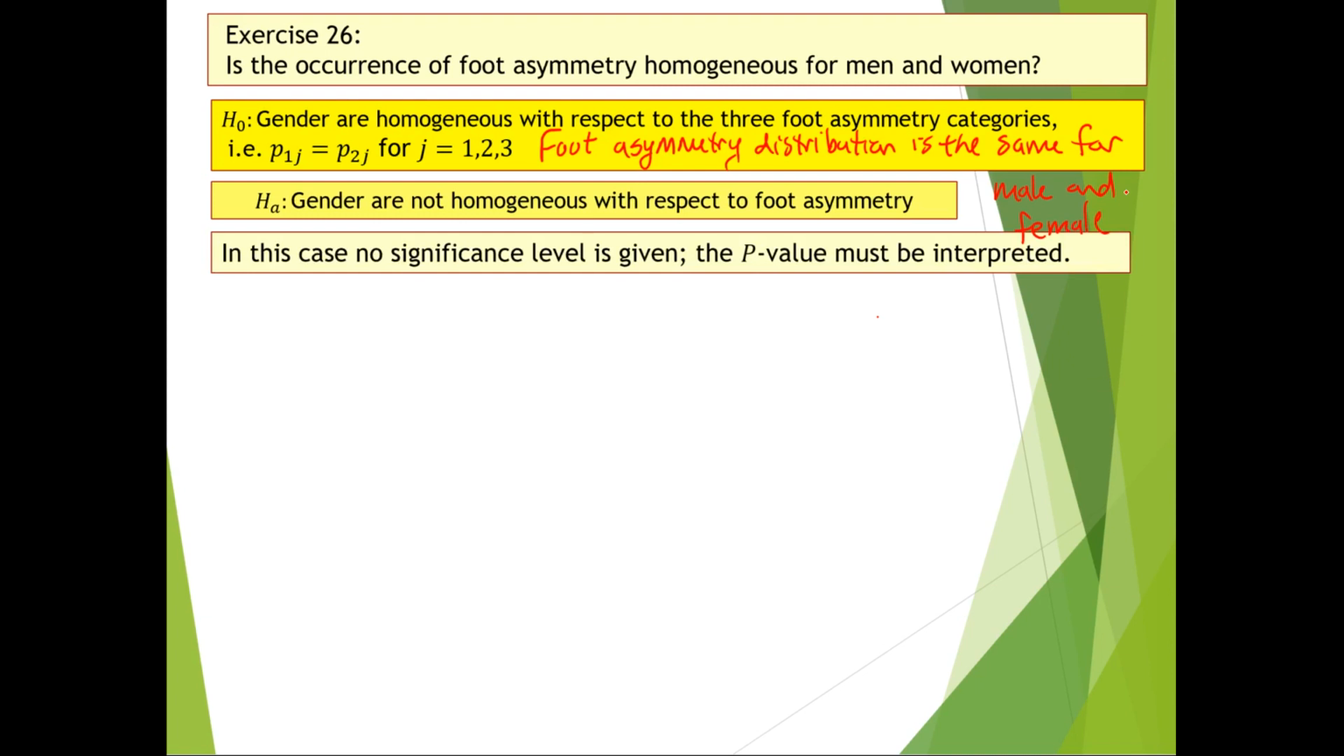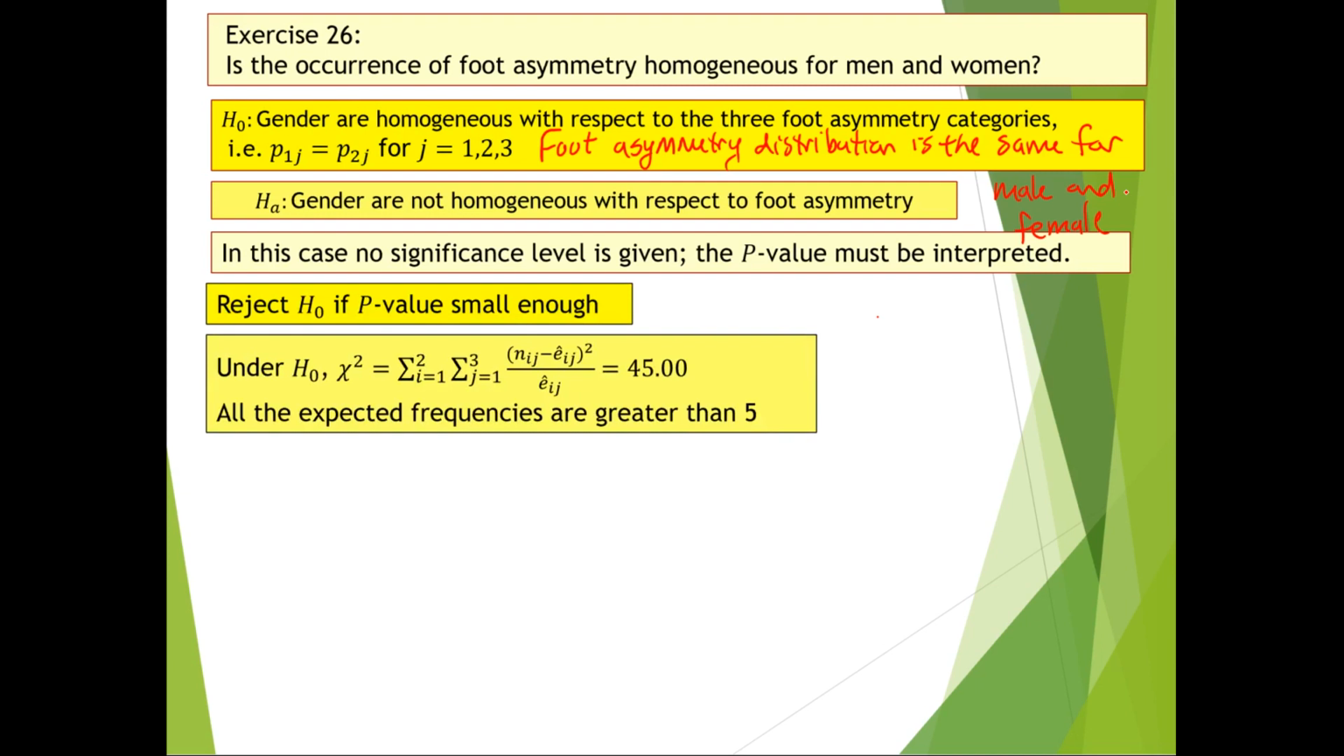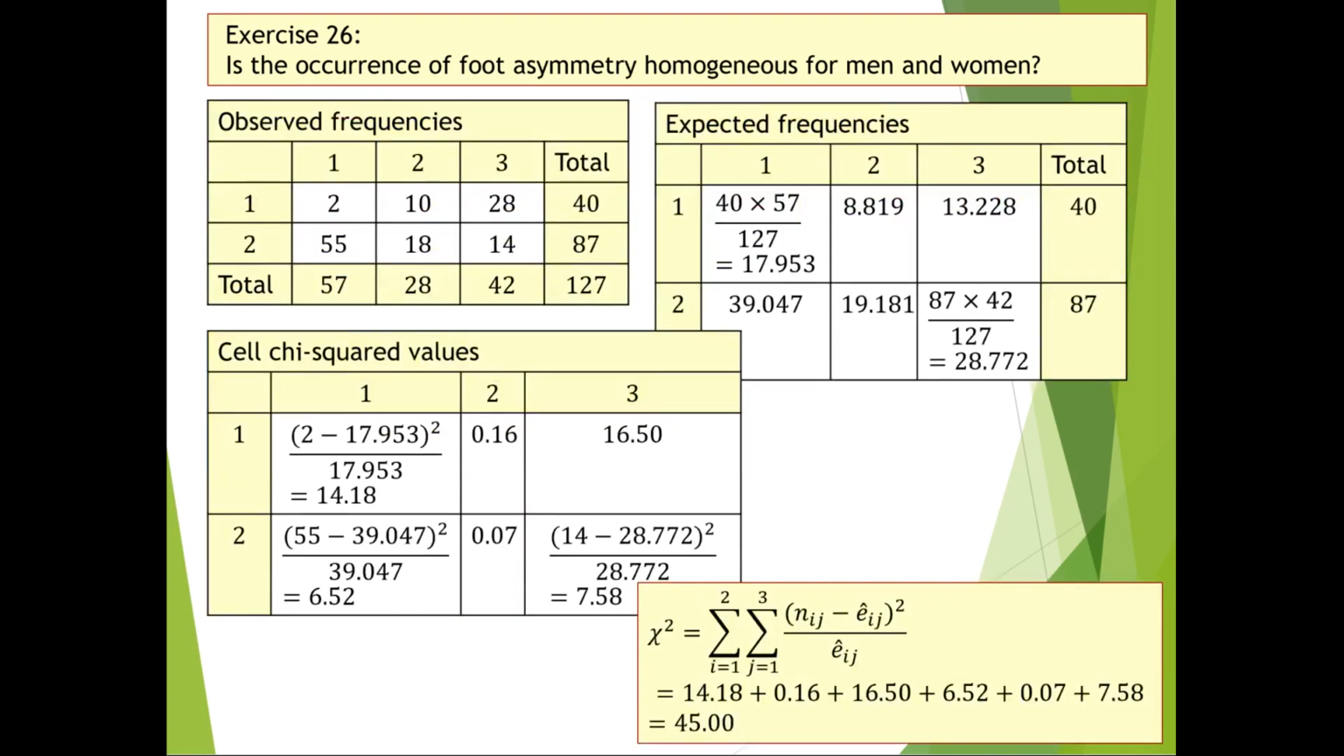Okay, so in this case, no significance level is given, which means you have to interpret the p-value. And you will reject the null hypothesis if the p-value is small enough. Under the null hypothesis, we found that the chi-squared test statistic value is 45. We checked that all the expected frequencies are greater than 5. Let's just quickly check that again. Here you can see the expected frequencies are all greater than 5.